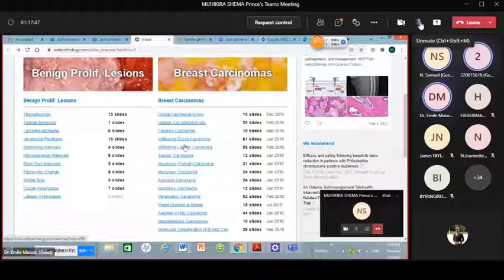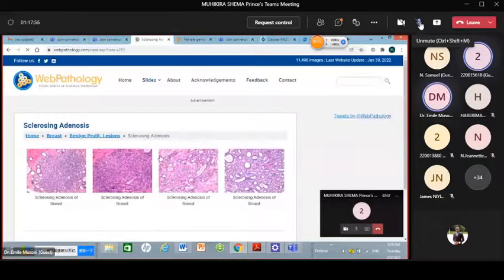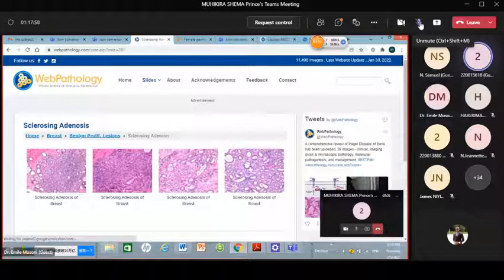Let us see the sclerosing adenosis. This one can mimic a carcinoma. But you have some antibodies like SMA and P63 to differentiate sclerosing adenosis from the carcinoma.